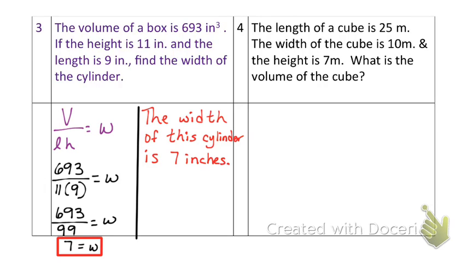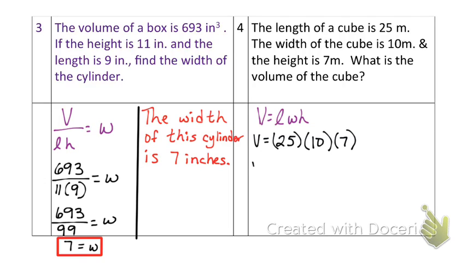Okay? And then the last one, it says the length of the cube is 25 meters, the width of the cube is 10 meters, and the height is 7 meters. What is the volume of the cube? So this one, we're looking for the volume. We have the length, the width, and the height. So we're going to use the original formula. We're not even going to have to modify it. V equals LWH. Substitute the values in.